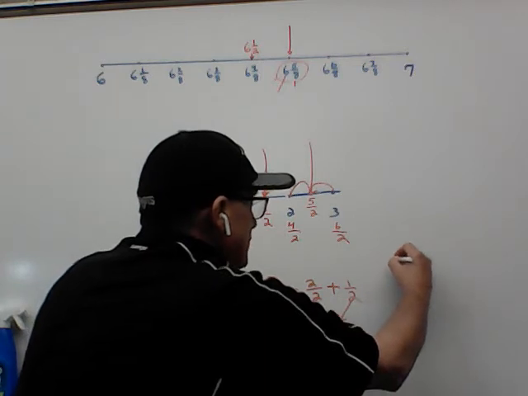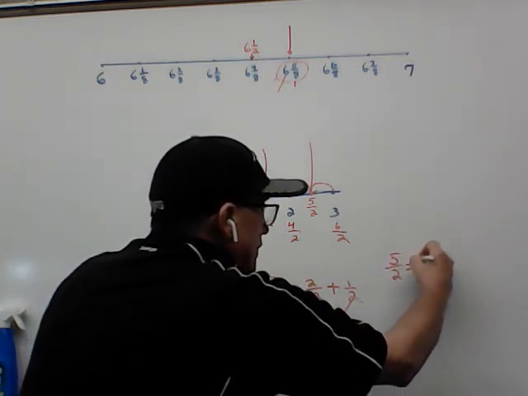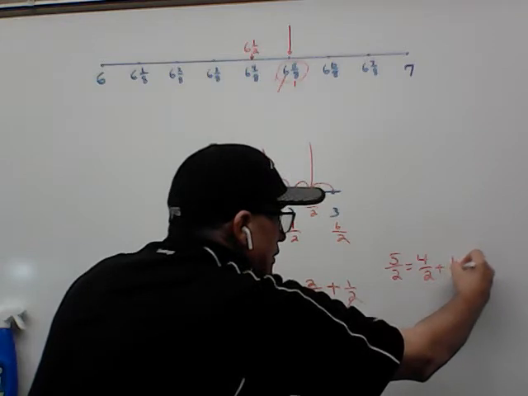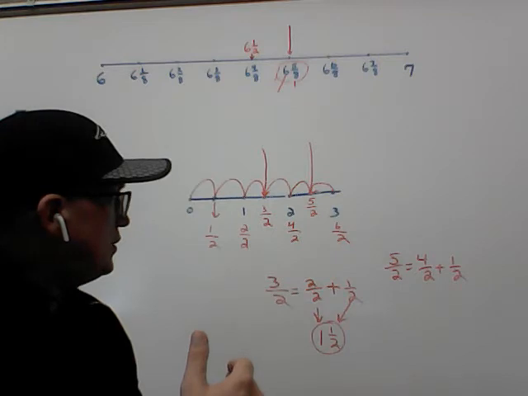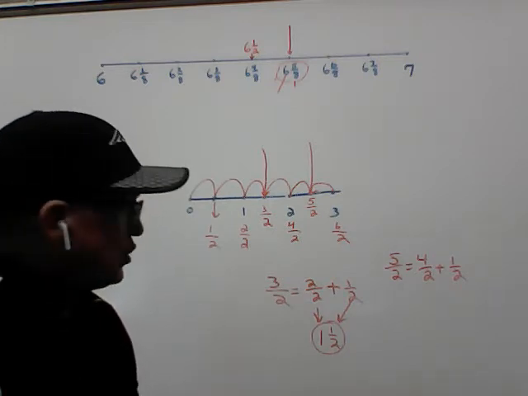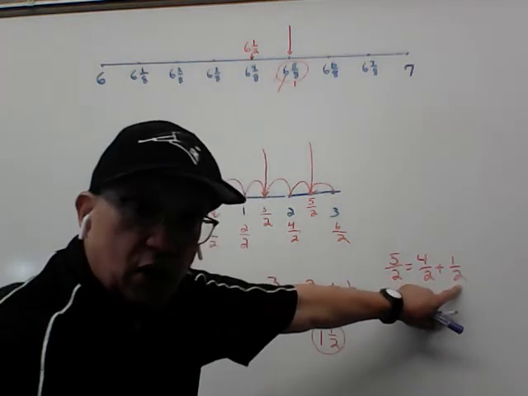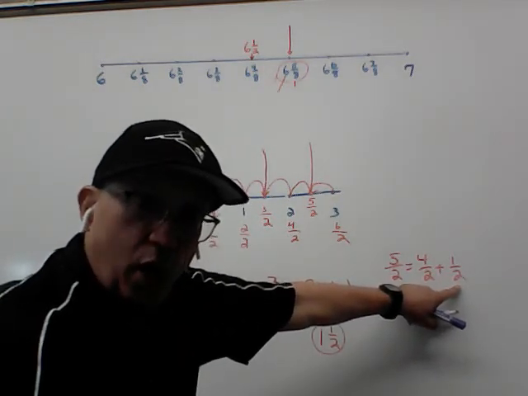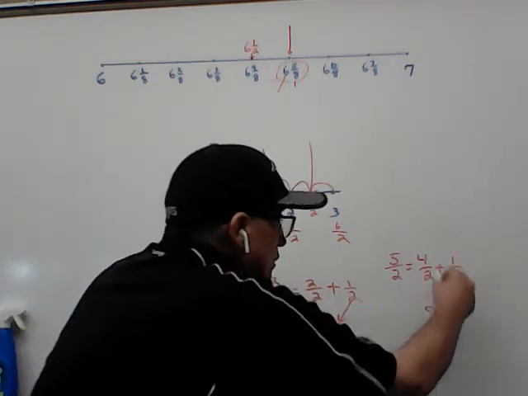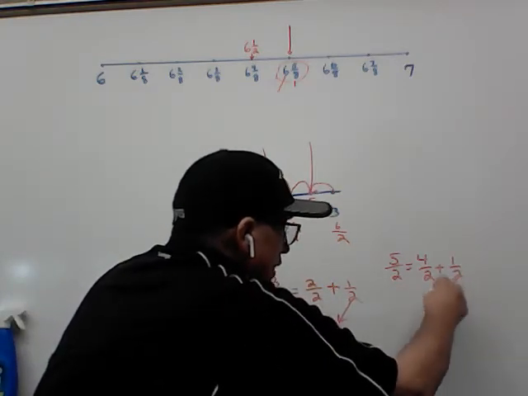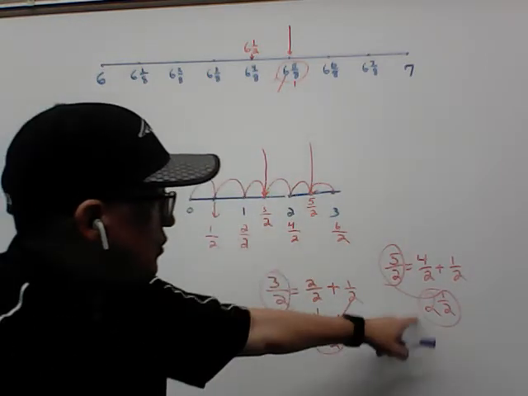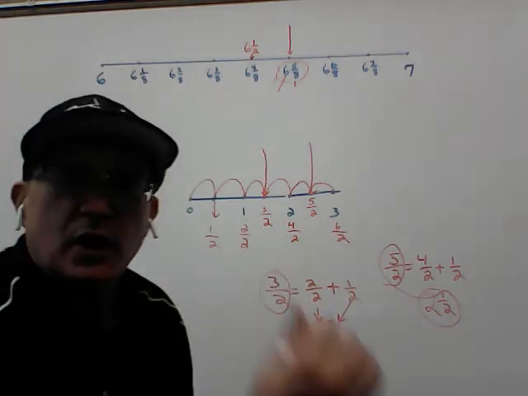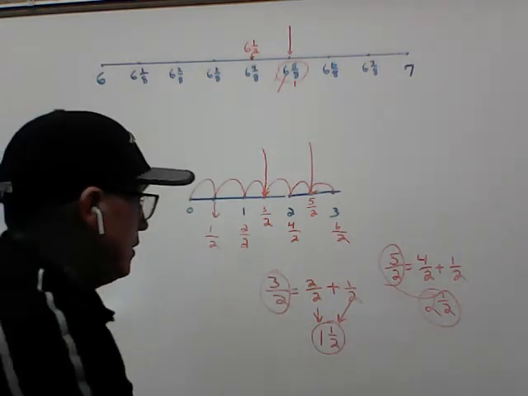But let's break it down. 5 halves can be thought of as 4 halves plus 1 half. And when we break down these fractions, we want to do it in such a way that this is a whole number, and then over here is less than 1. 4 halves is 2, and then we're adding 1 half, so it's 2 1/2. And 2 1/2 is 5 halves. 1 1/2 is 3 halves, 2 1/2 is 5 halves. This video is about going from mixed number to improper fraction.